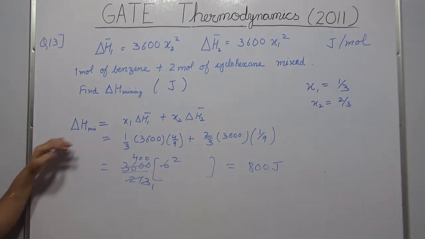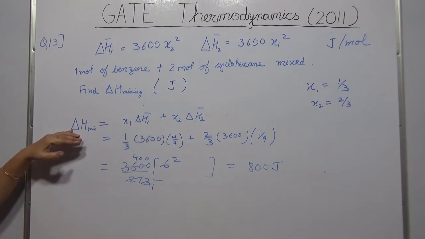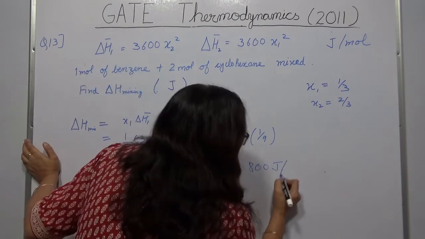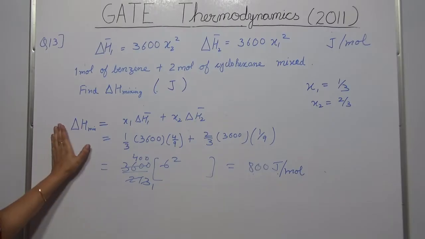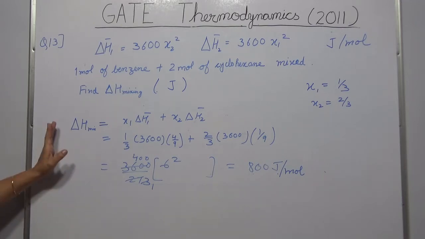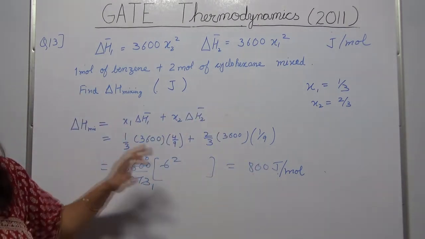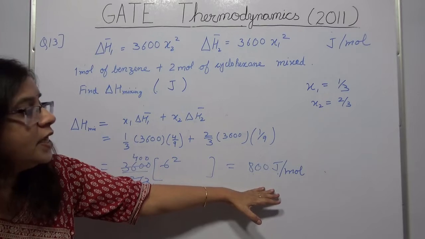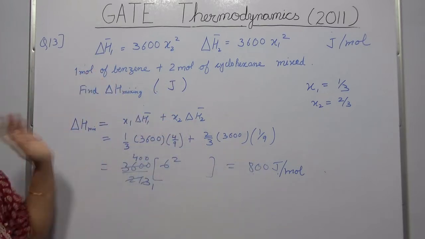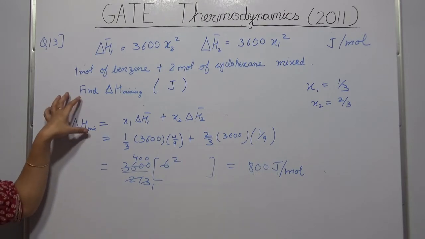But since you are using partial molar quantities, whatever you have got over here is the molar enthalpy change of mixing, so this is 800 joules per mole. What you have calculated is basically your molar enthalpy change of mixing in joules per mole, but they have asked you the answer in joules, so don't forget to multiply it with the number of moles of mixture which you have, because this is a mixture property, so you have to multiply it with how many moles of mixture you have.